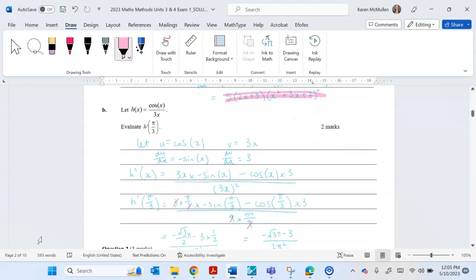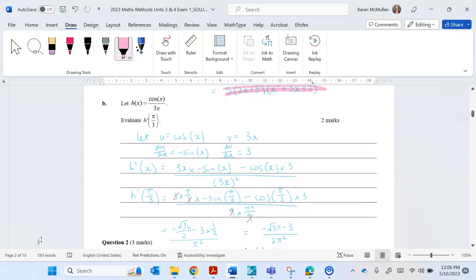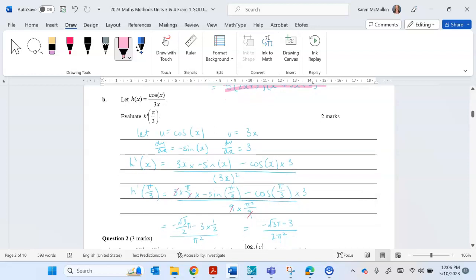Alright, question B is a quotient rule. So the quotient rule, chain rule, and product rule are all on your formula sheet. This is worth 2 marks. So 1 mark given to applying the quotient rule correctly. So you can see that's here. So there's your 1 mark. And we do have to substitute in pi on 3.